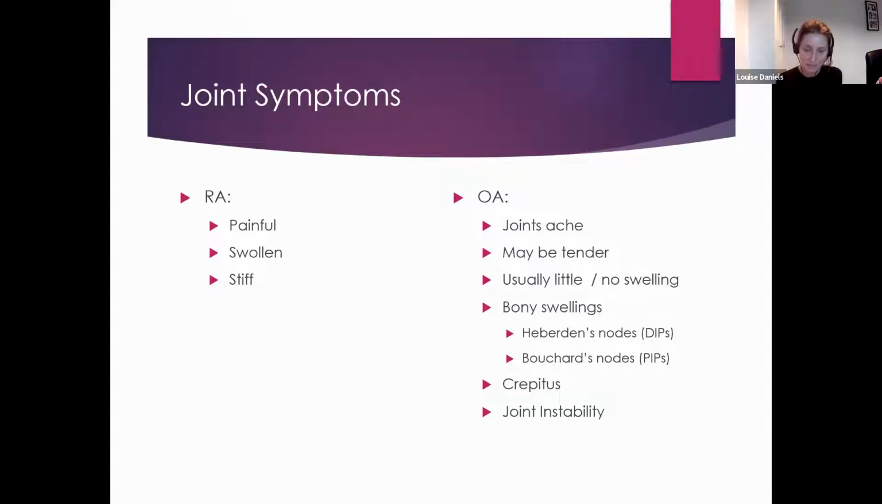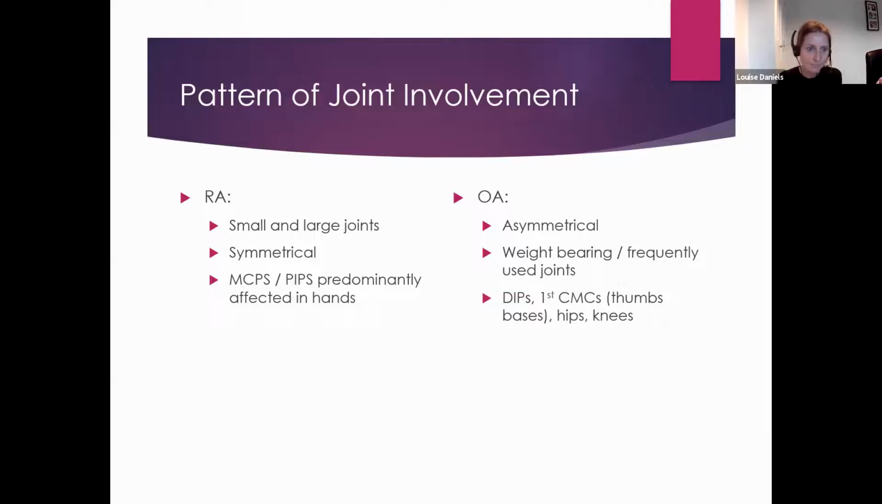So in the early onset, you can get these swellings that occur, but typically the swelling is less than rheumatoid arthritis, though you may have the bony swellings. So DIPs develop Heberden's nodes, and the PIPs, the middle joints in the fingers, get the Bouchard's nodes. People might describe a lot of clicking and creaking in their joints, which is crepitus, or they may talk about the joints giving way, the knees give way on stairs, they've got joint instability.